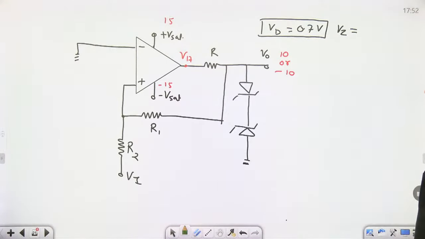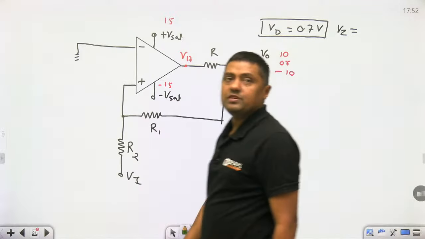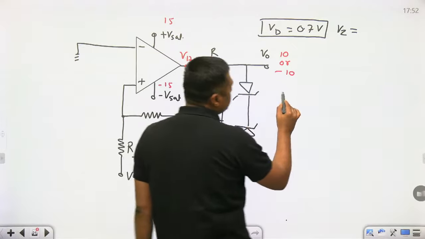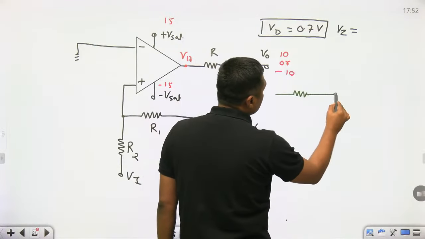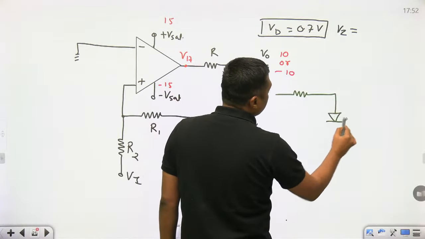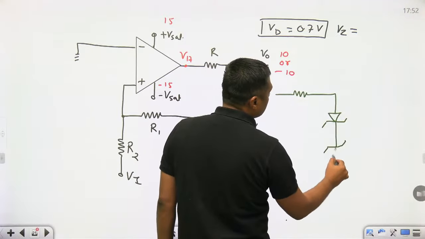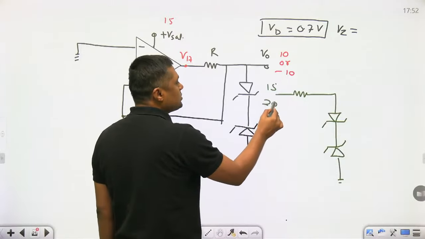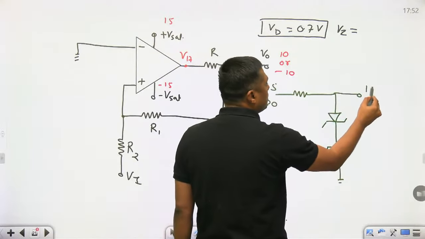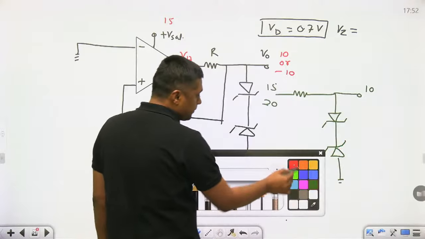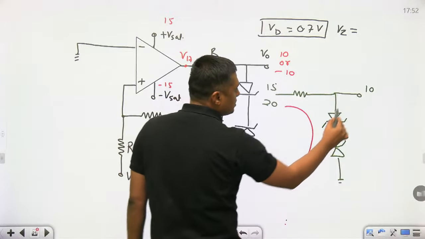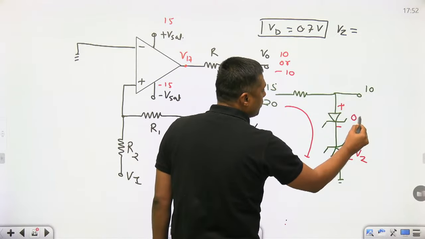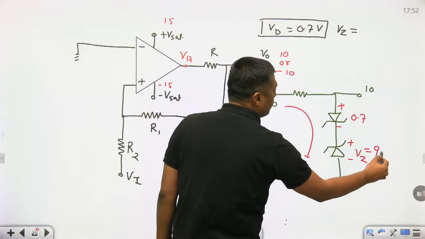And you have not given me the VZ. What is the VZ? If it is 0.7, remember, I am getting 15 or 20 at this point, but the output is limited to 10 volt. So simply, current will flow in this direction. So this diode is forward biased, this diode is in breakdown. So already we have the 0.7 volt, so what is the breakdown voltage? 9.3 volt.